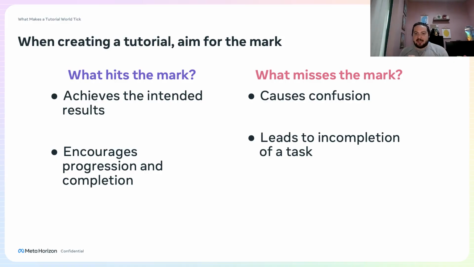And so what is hitting the mark, right? Here I've defined it as it achieves the intended results. So if you're looking to have the player take an action, then good. If the tutorial made them take an action, that's how you validate whether it's working or not, right? In some more complex things, think like some more complex scripting, you want them to be able to get to the end of the section of the tutorial, and feel good about what they've done. And so that's the second point here, encourages progression and completion.